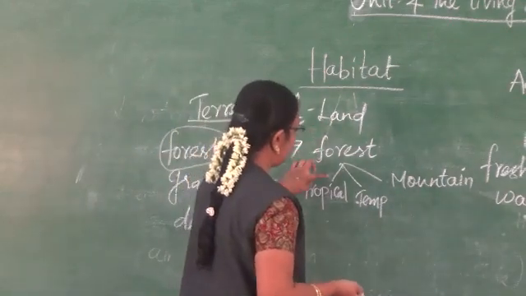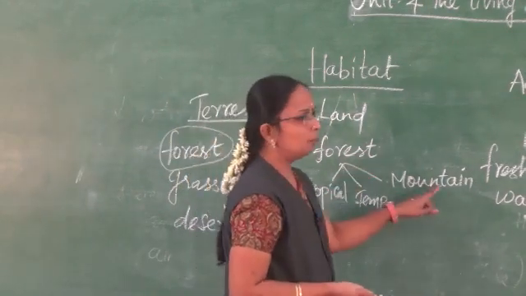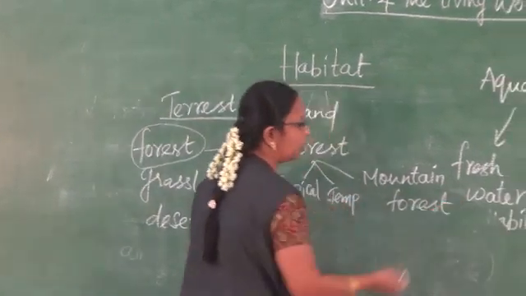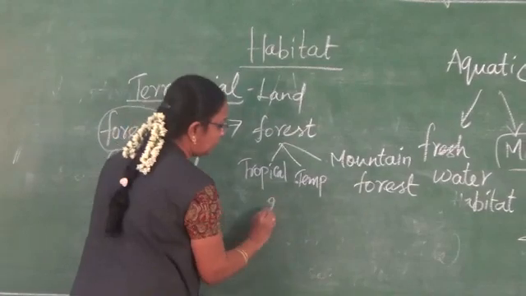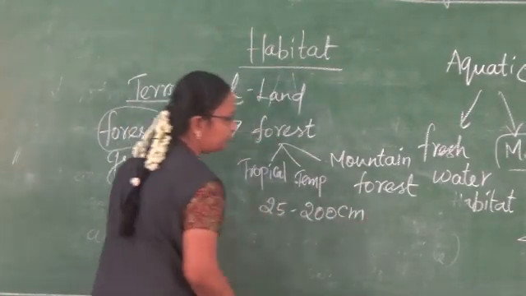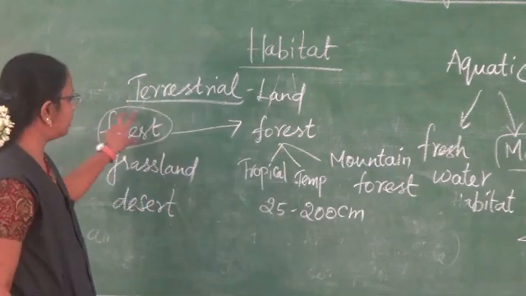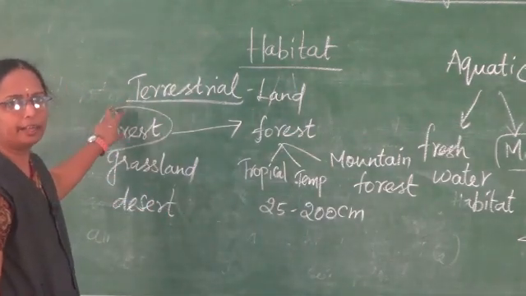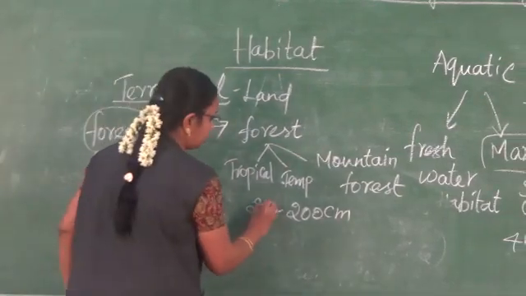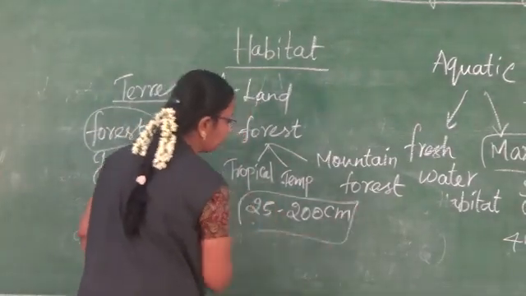Forest contains tropical, temperate and mountain forest. These are the three types of forest. They also receive 25 to 200 centimeters of rainfall annually. Annual rainfall is very rich in the forest because it contains more plants.